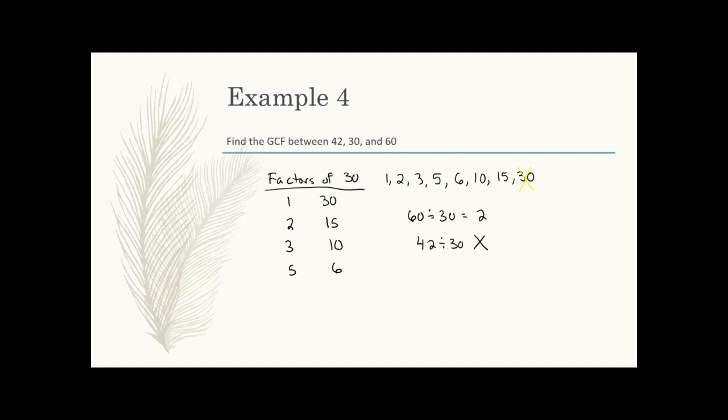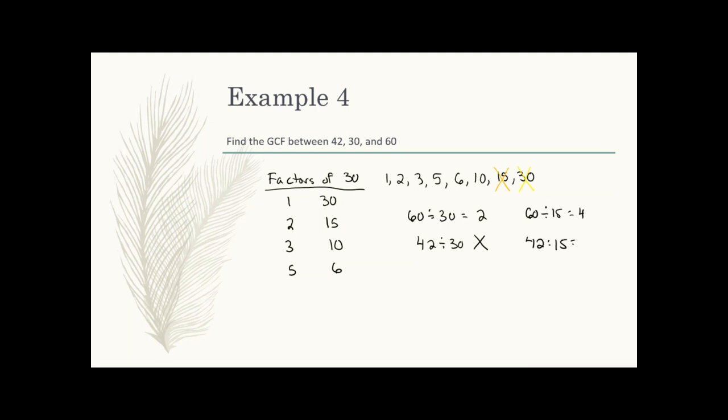Then I would try the next one. I would try 15. Okay, so 60 divided by 15 comes out to 4. Can I do 42 divided by 15? And that is a no. I can't divide 15 into 42 evenly. So that is another X. It doesn't come out to a whole number, so it's not my greatest common factor.